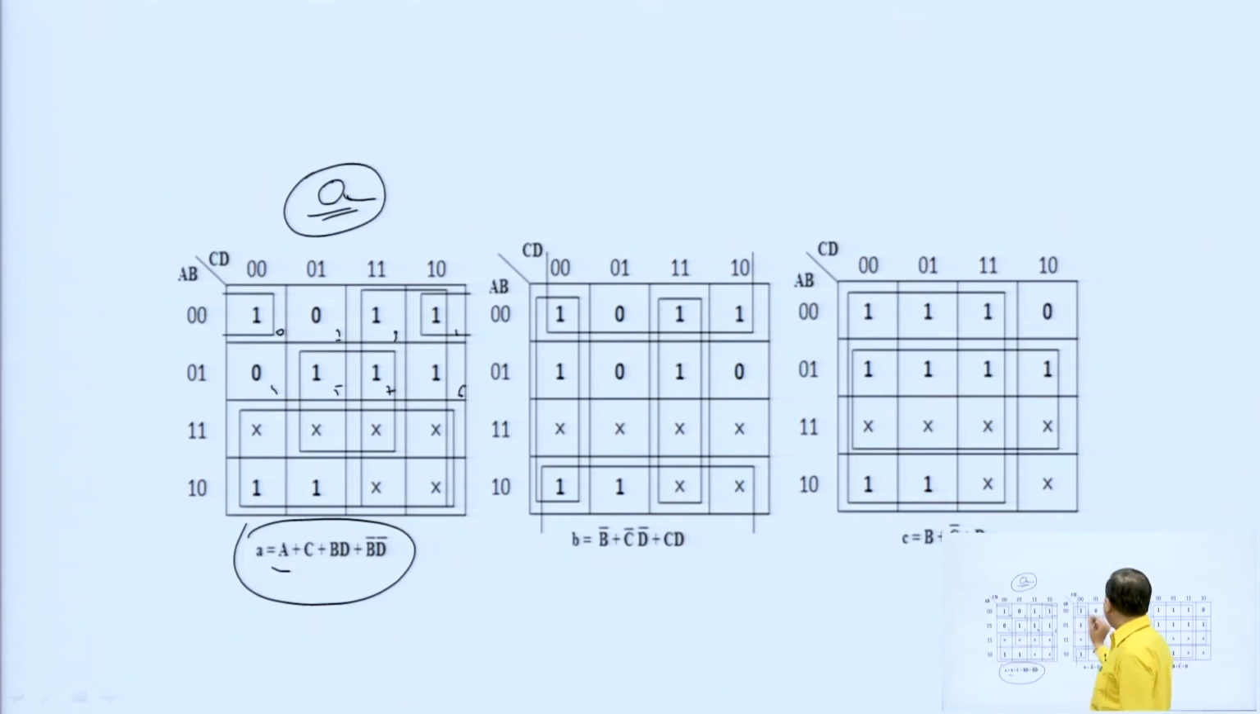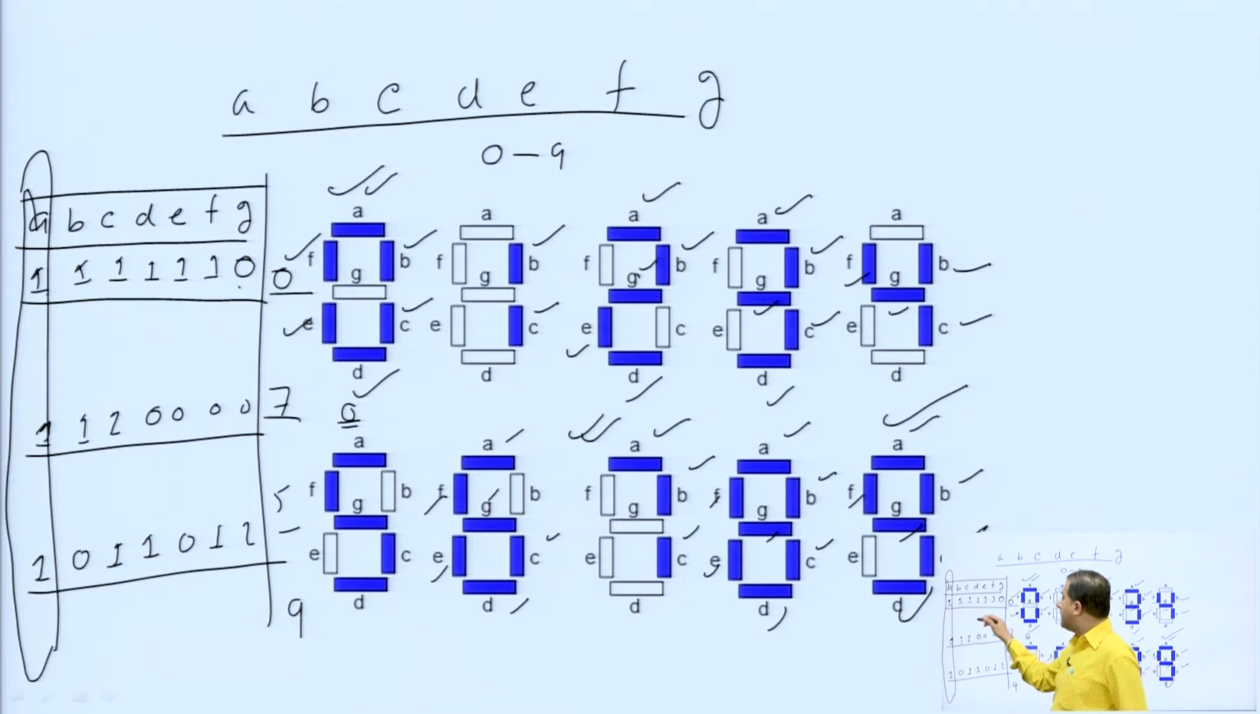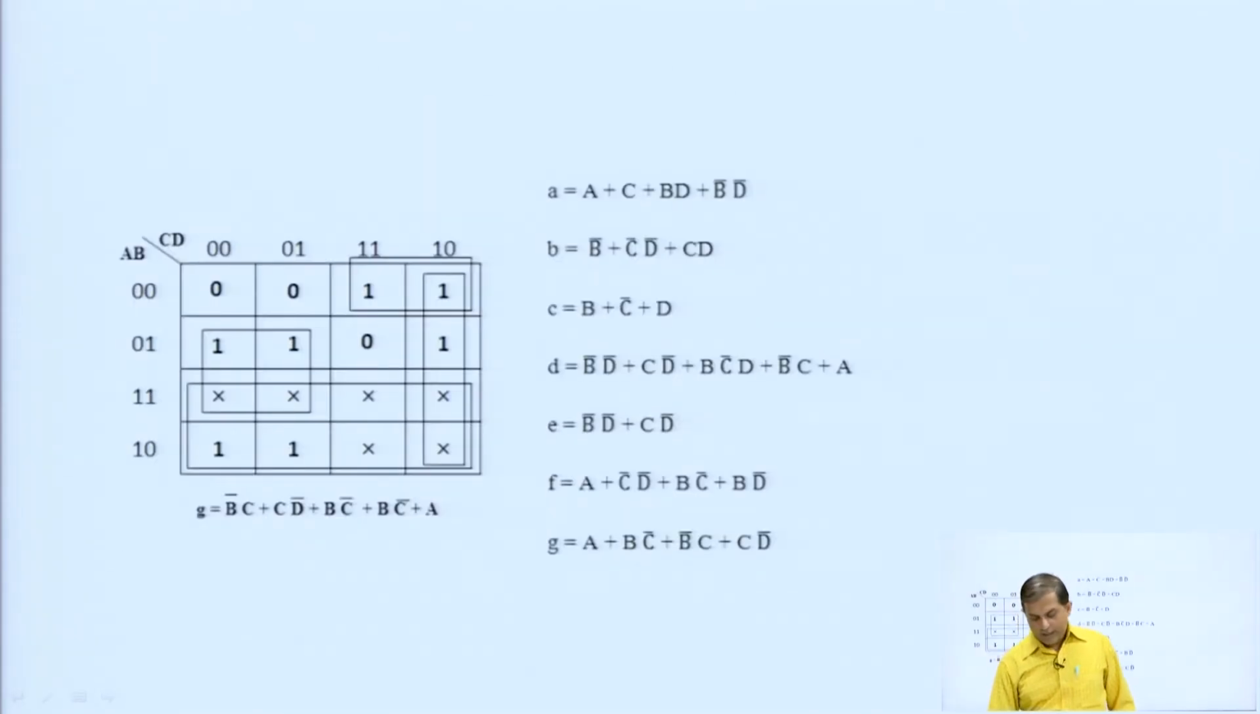Next, for displaying B, we will be having B bar plus C bar D bar plus C D, then for C we will be having B plus C bar plus D. Here we are nothing but making the truth table for this, okay, clear. Okay. Now, we can check, ultimately these are the final equations.